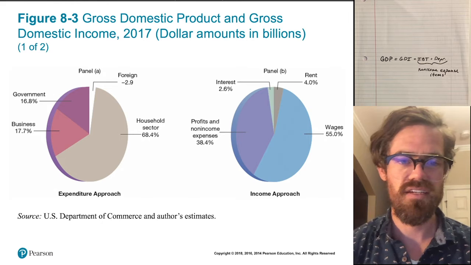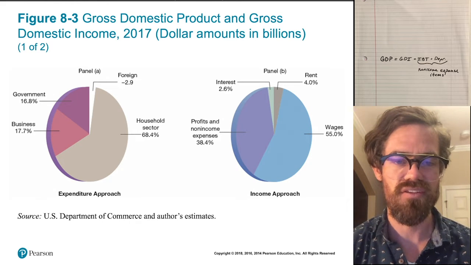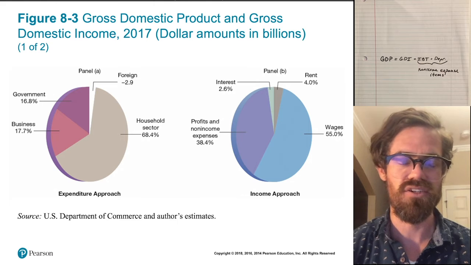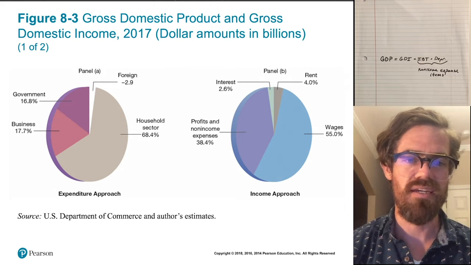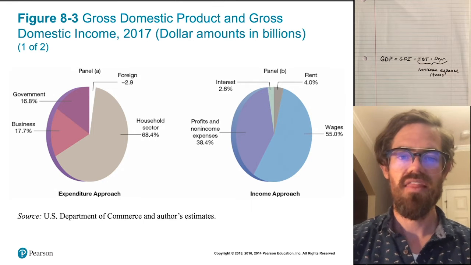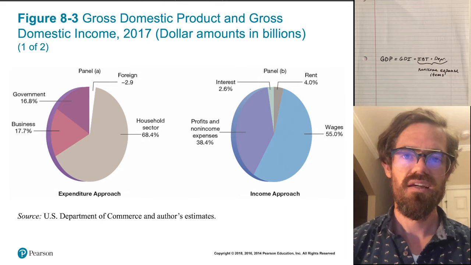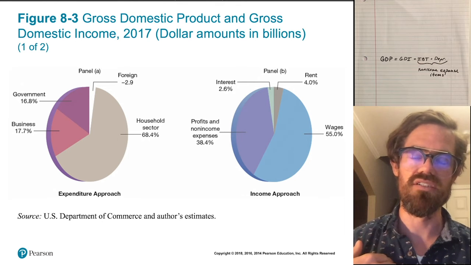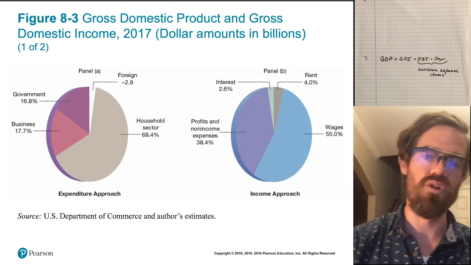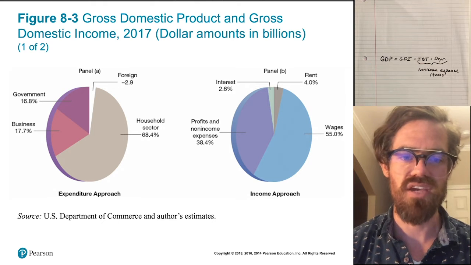And then the interesting thing here is that foreign expenditure is negative 2.9%. Basically what that means is that we buy more stuff from foreign countries than foreign countries buy from us. So in other words, what we import from other countries is more valuable than what we export to other countries. So the net exports part of our GDP is actually negative.